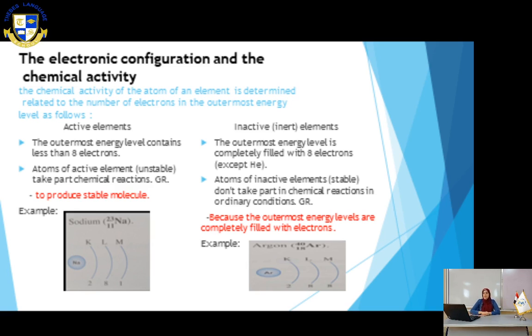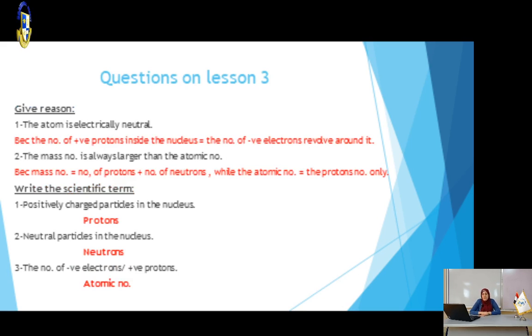Slide 14, some questions on lesson 3. Give reason. Number 1, the atom is electrically neutral. Why? Because the number of positive protons inside the nucleus equals the number of negative electrons that revolve around the nucleus. Number 2, the mass number is always higher than the atomic number because the mass number equals the sum of neutrons and protons, while the atomic number only equals the number of protons.